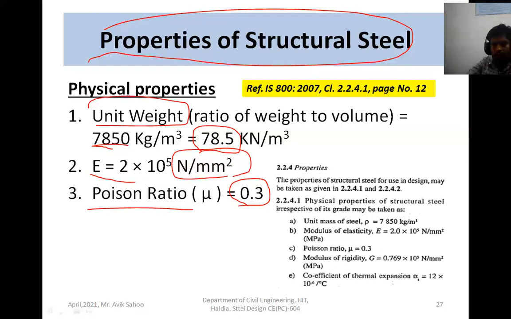So these physical properties are mentioned in IS 800:2007, clause number 2.2.4.1 on page number 12. So you check these properties given in IS 800:2007. These properties are required to design steel structures.